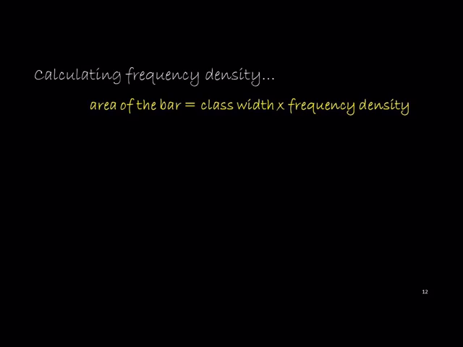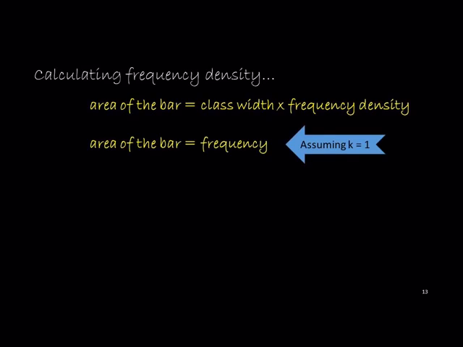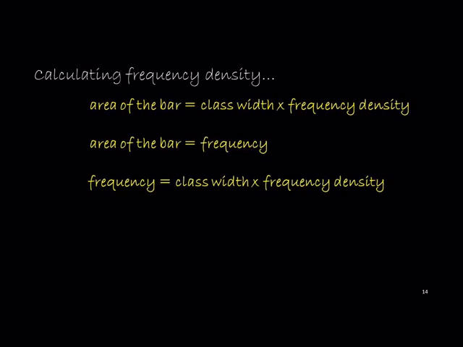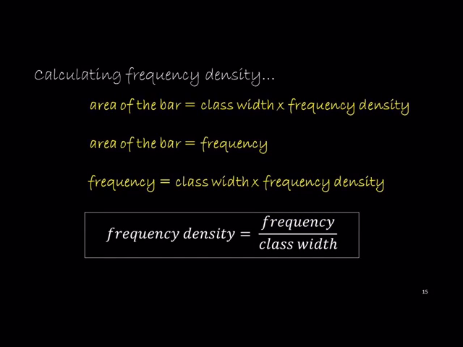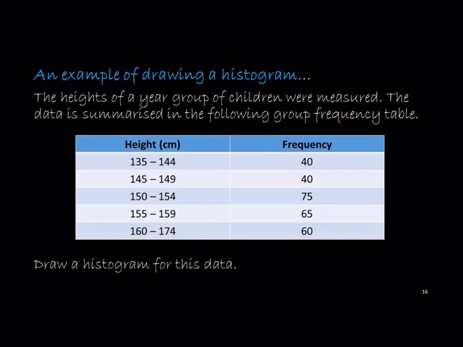When we have to calculate the frequency density, remember that the area of the bar is equal to the class width times the frequency density. But also, the area of the bar equals the frequency when we assume that k is 1. Put these two together and we have that the frequency equals the class width times the frequency density. Now it's the frequency density we're trying to calculate from our table of values. So rearranging, we have the frequency density equals the frequency divided by the class width.